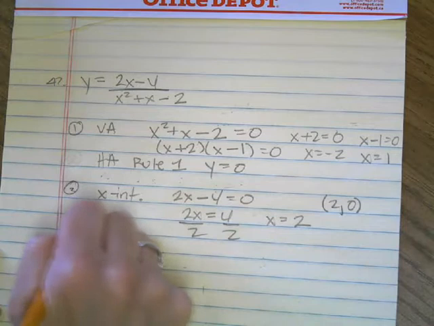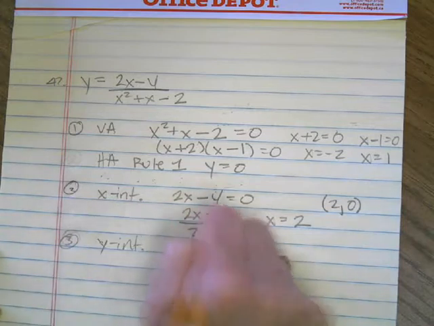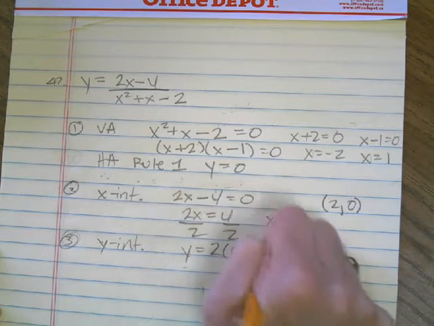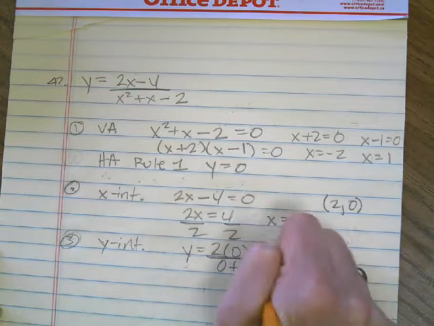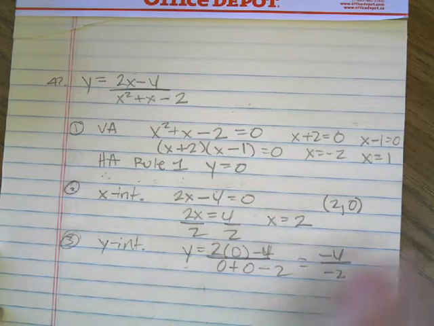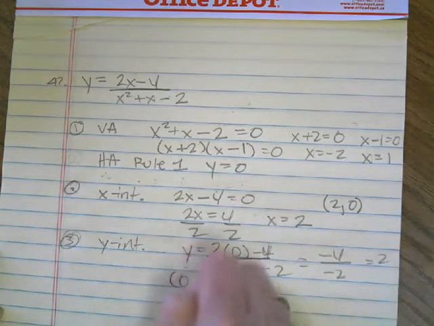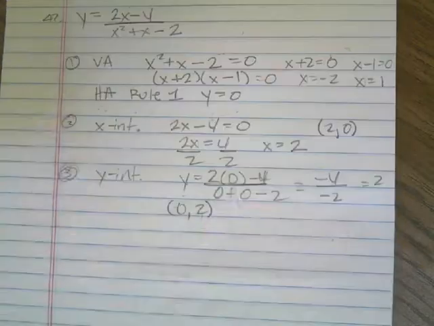Step 3 is find the y-intercept. To find the y-intercept, you plug in 0. So y equals 0 for x. So that's negative 4 divided by negative 2, which gives me 2. So 0, 2. So now I'm going to plot everything I have so far.